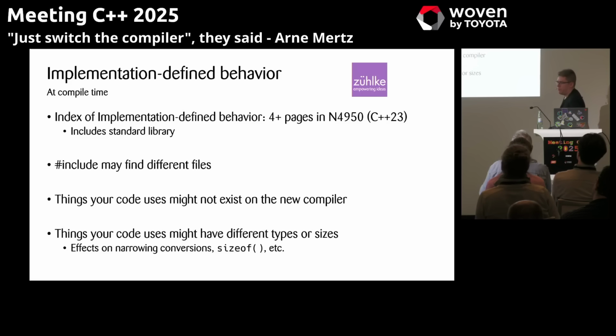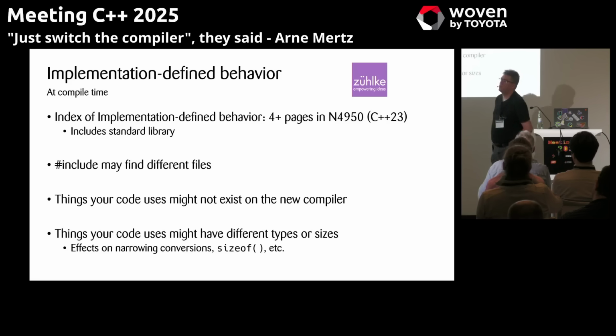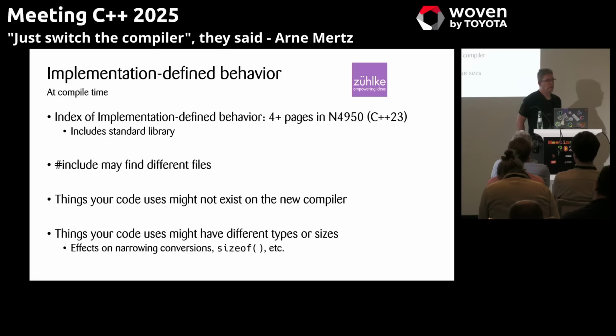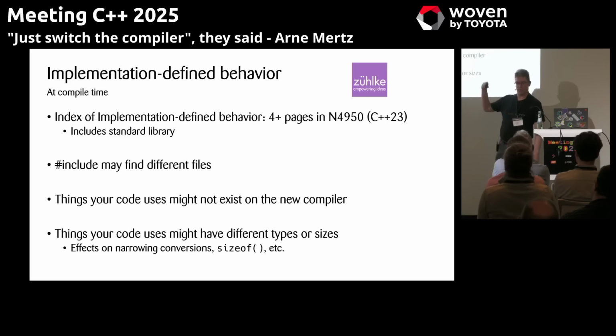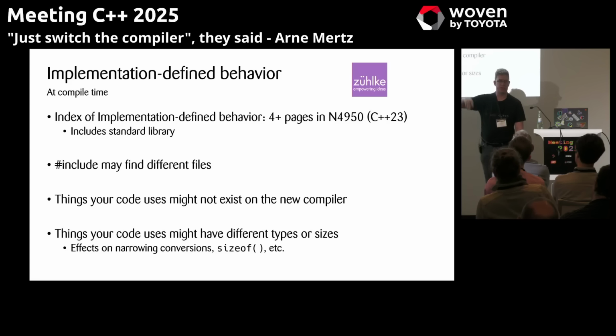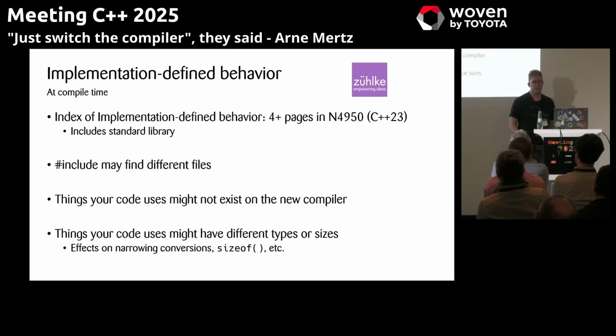Let's get to implementation-defined behavior. The standard says that some behavior is implementation-defined, meaning the compiler can define it, and the compiler has to document it. In the C++23 standard, there's a 4+ page index of what is implementation-defined. For example, include might find different files, because the way the preprocessor looks up what to include can go through different symbolic links in a different order and so on. So you have to be aware of this.